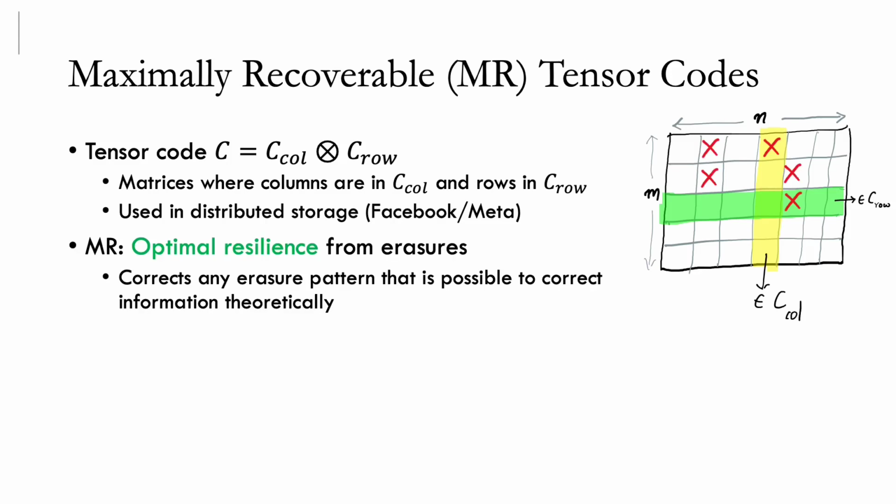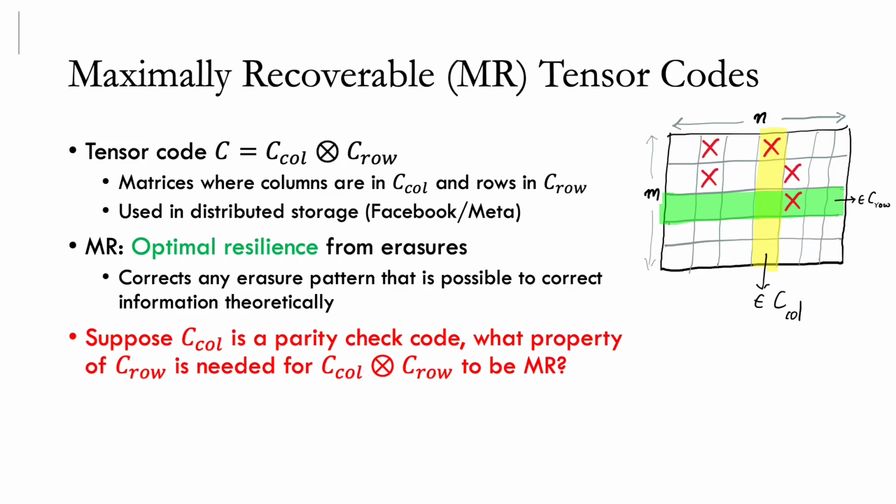MR means that they're maximally recoverable. That is, any erasure pattern, say if you think of each node as a server, or any combination of the servers going down, that's information theoretically possible to recover from, your code is actually capable of recovering from that. So now we're going to look at a restricted case in which the column code is a parity check code. What properties of the row code are needed such that this tensor code is MR?